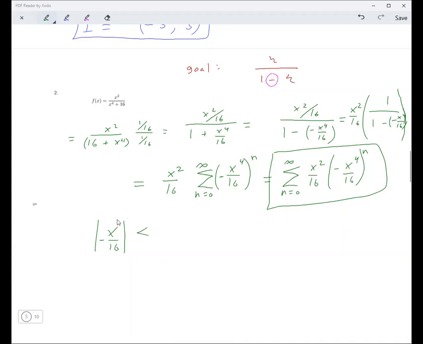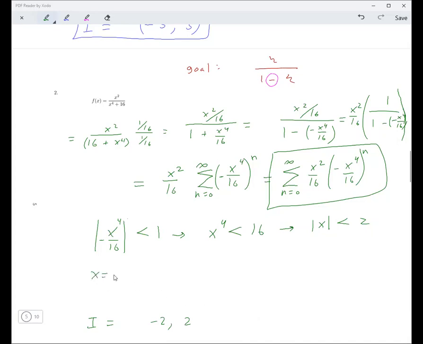Now for the interval of convergence, this will converge when this quantity that's being raised to the n is less than 1. Okay. When the absolute value of all this is less than 1. And that gives you x to the fourth less than 16, which is the same as absolute value of x less than 2. I'm taking fourth roots of both sides. So that means that our interval of convergence is centered at 0, so it's going to go from -2 to 2.